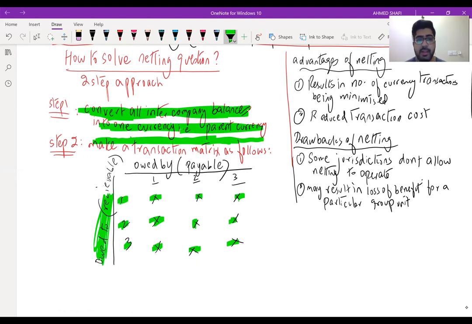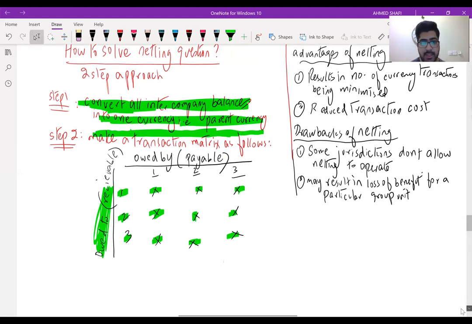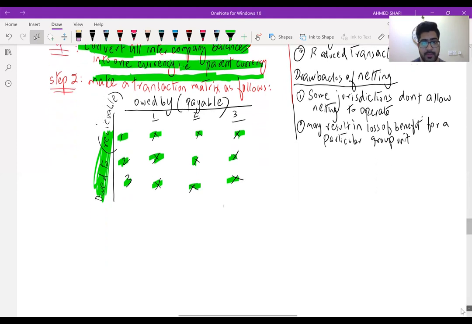First, convert all intercompany balances into one single currency, that is the parent currency, and then make a transaction matrix. The transaction matrix is made as follows: owed by payable columns, owed to receivable rows, record transactions of all companies, and that's it. I will discuss the advantages and disadvantages later, but firstly, I need to teach you how a netting question gets solved in the exam and what the meaning of this transaction matrix is.